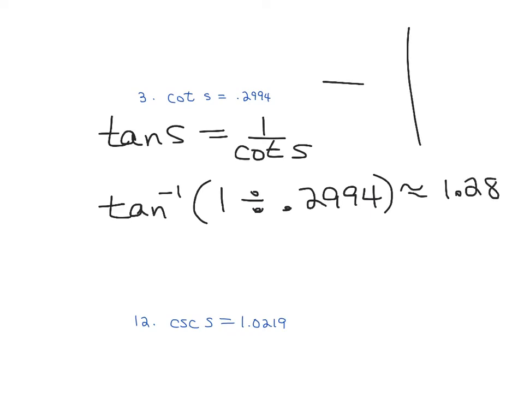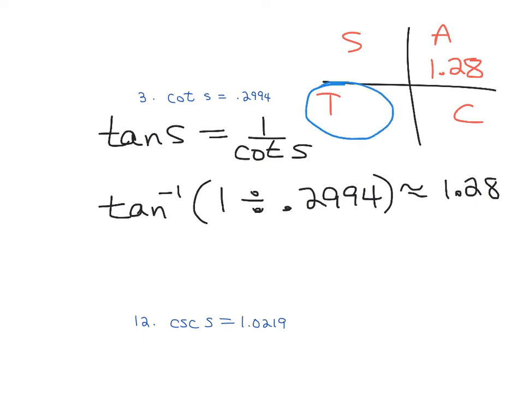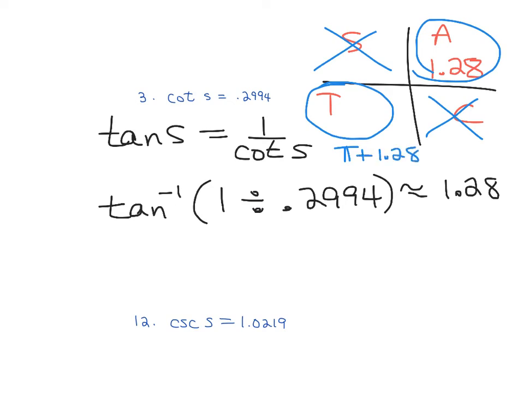So again, let's draw my all students take calculus here. Again, my reference angle goes here. And now I want cotangent to be positive. So I know that's where the T is for tangent. So I know I need an answer from here and from here, because cotangent would be negative here and here. So now I need to do the math using that reference angle. Remember, to get that measure, it's pi plus the reference angle, 1.28.